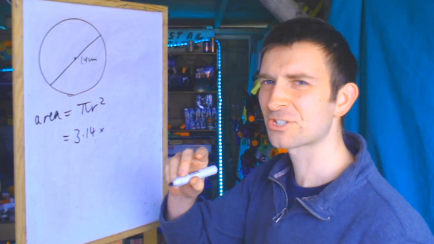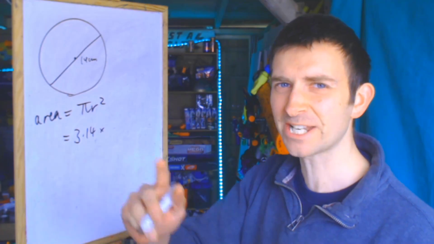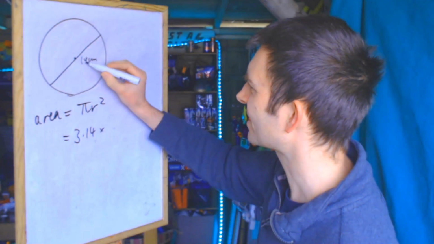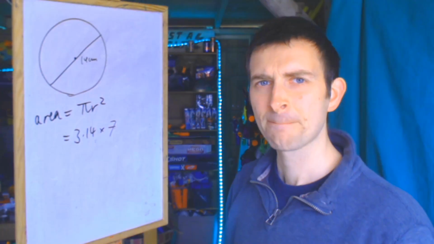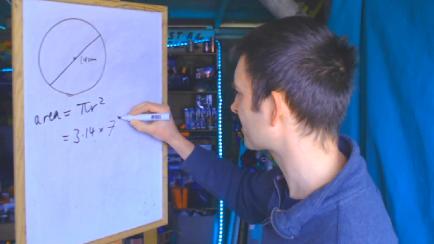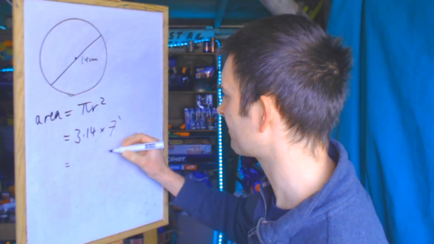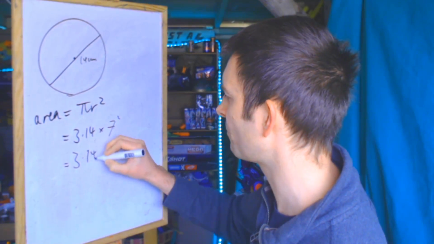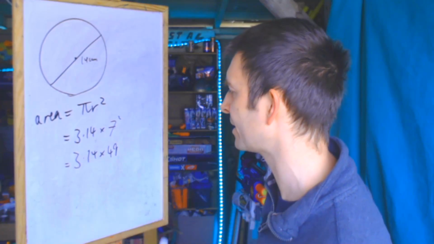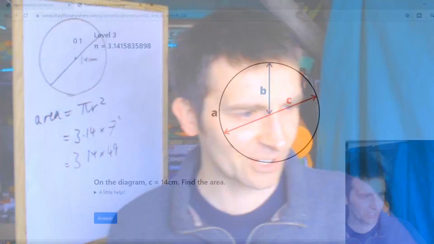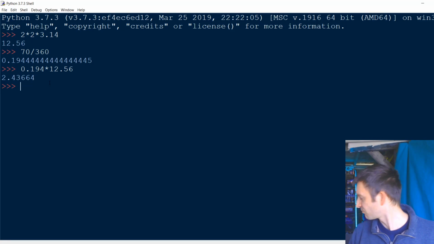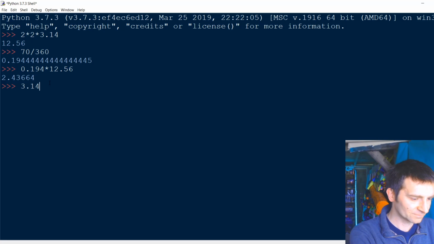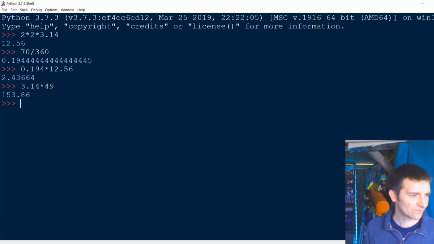Well, you remember, a diameter is twice a radius, so we can work out the radius quite easily. The radius in this case is going to be 14 divided by 2, so it's going to be 7. So that's the same as saying 3.14 times 7 squared, which is 49. Let's use our calculator. I'm just using Python here as a calculator, because that's what I do. 3.14 times 49. And the answer there is 153.86.